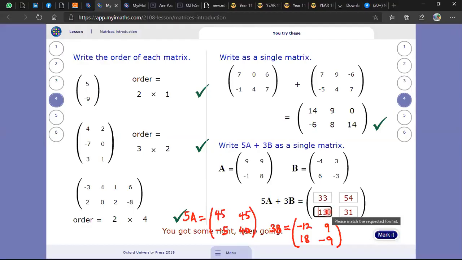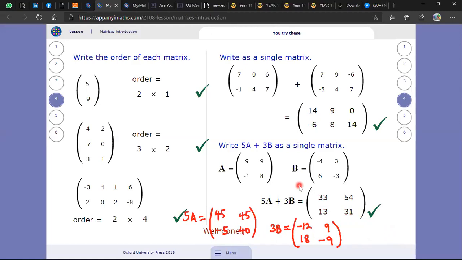Minus 5 plus 18 will give 13. And we now do 40 plus minus 9, which is 40 minus 9, to give 31. And there we go. We have all our answers correct. So that is how this goes.